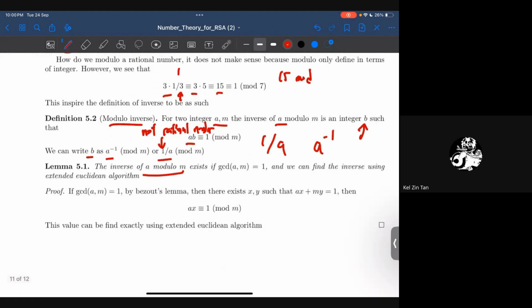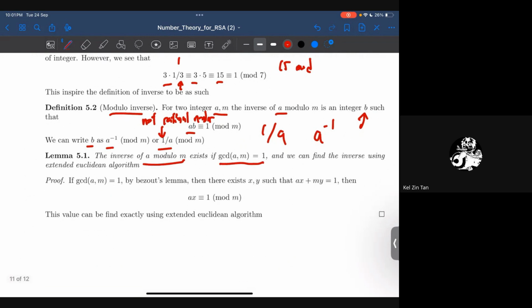The inverse of a modulo m exists if and only if the GCD of a and m is equal to 1. And then we can find the inverse using the extended Euclidean algorithm. So why? If the GCD of a and m is equal to 1, by Bézout's lemma, we know that there exist x and y such that ax plus my is equal to 1.